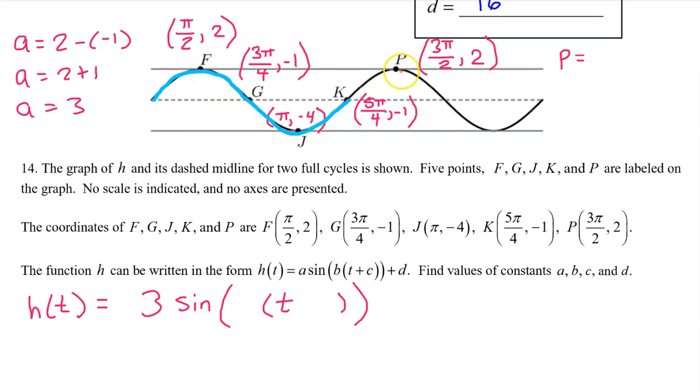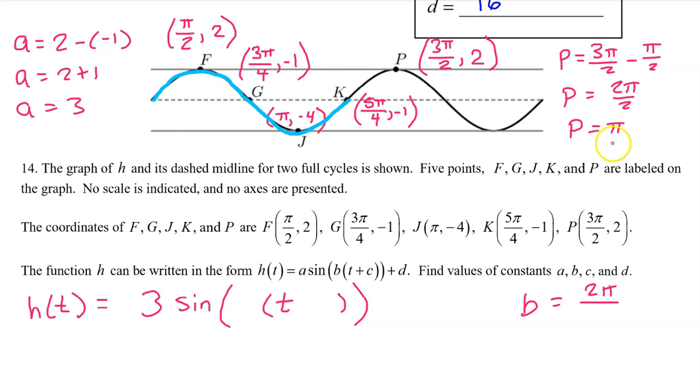From maximum to maximum, the input values go from pi over 2 to 3 pi over 2. So we can find the period by subtracting 3 pi over 2 minus 1 pi over 2, which is equal to 2 pi over 2, or simply pi. We know that the b value is 2 pi divided by the period. So b will be 2 pi over pi, but the pi's cancel out, giving us a b value of 2.